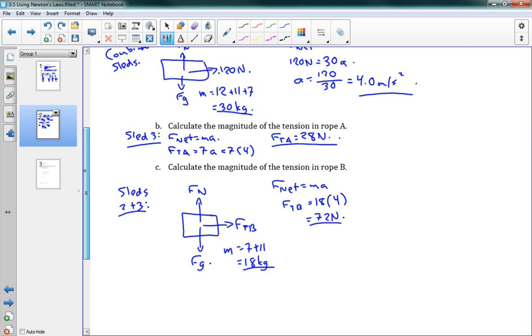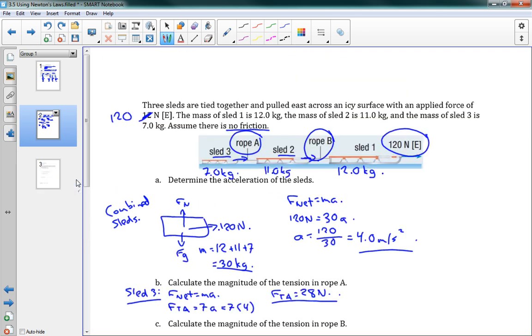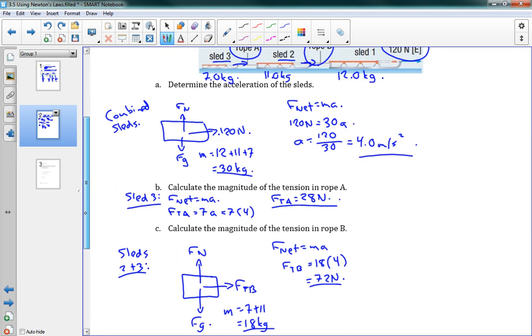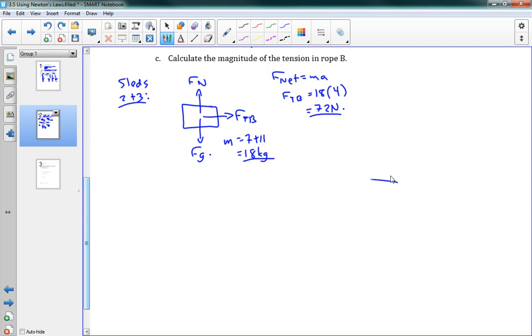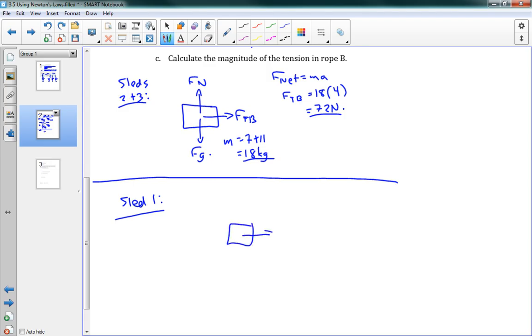Now, we could have looked at it a different way. We could have looked at this a different way, where we could have looked at sled 1. We could have drawn sled 1 and said it has 120 newtons acting this way. It's got the usual normal and gravity. And it has the tension of B. And then we could have said that it has a mass of 12 kilograms.